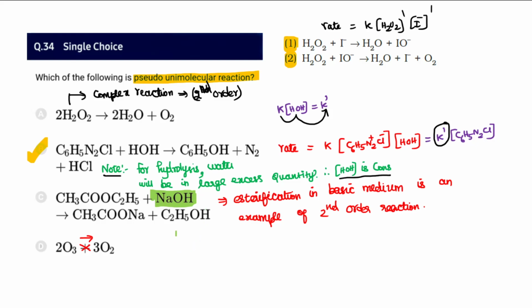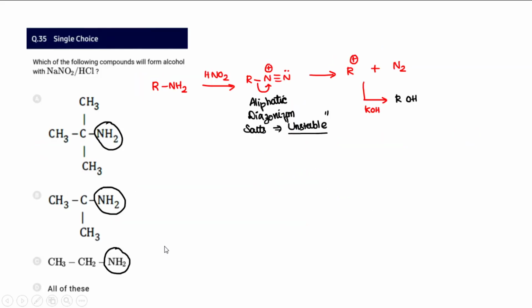And ozone to oxygen is also a thermal decomposition. Automatically it happens with the nascent heat release. So that is also not a first order reaction, pseudo first order reaction. So the correct option for this is B.